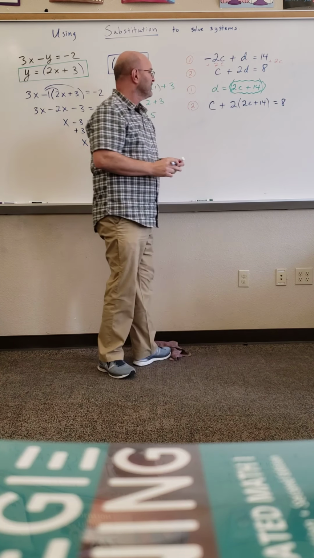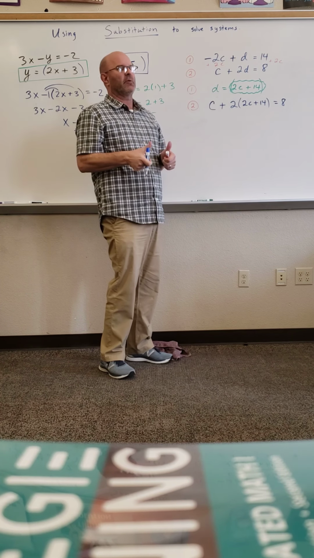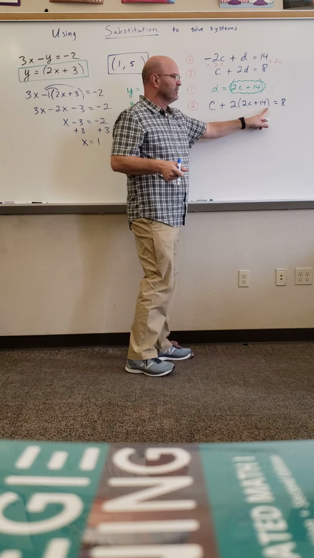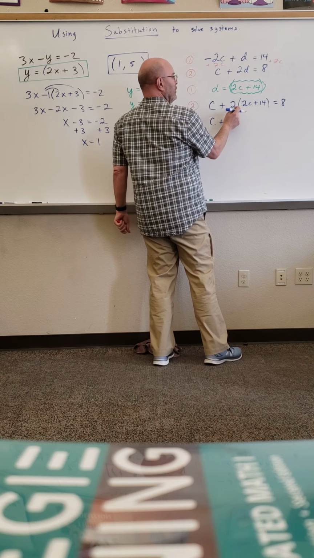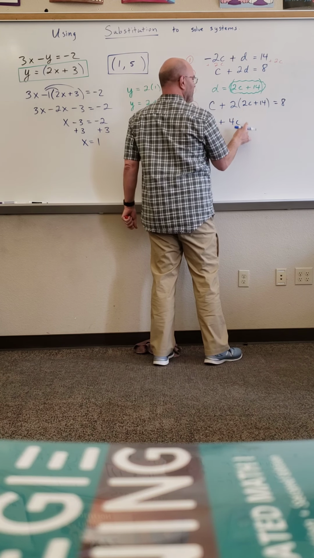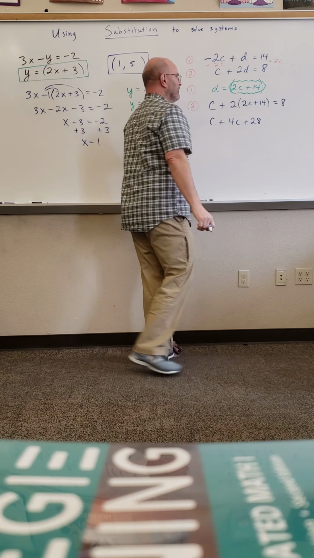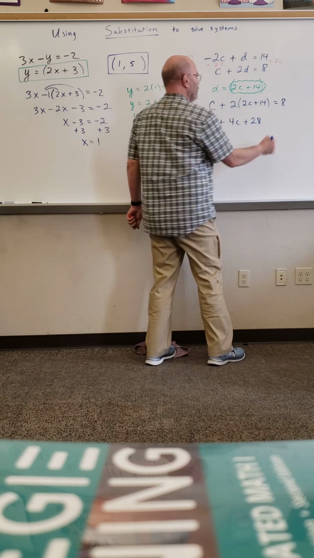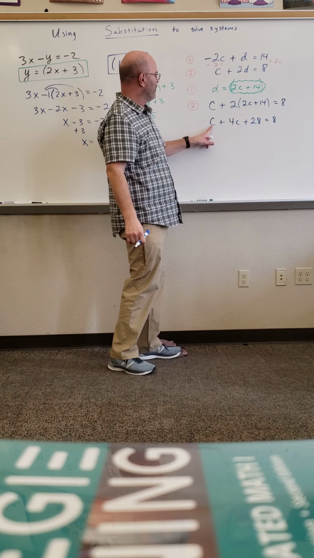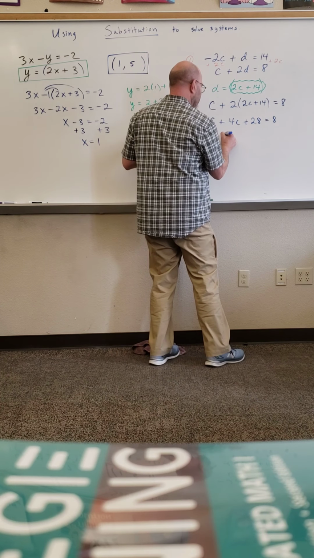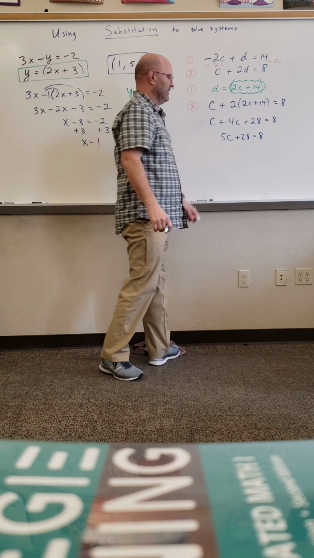So notice this problem's a little bit trickier, but we only have one variable in this equation, right? So good things should happen. So let's distribute the 2 and see what we get. This is c plus 2 times 2c is 4c. 2 times 14 is 28. So be careful with your distributing. And that total on the right is 8. I see some like terms here. 1c plus 4c is 5c. Plus 28 equals 8. We're getting there.